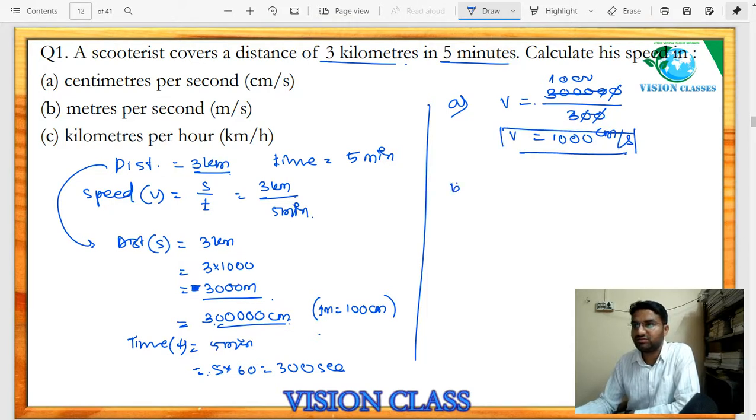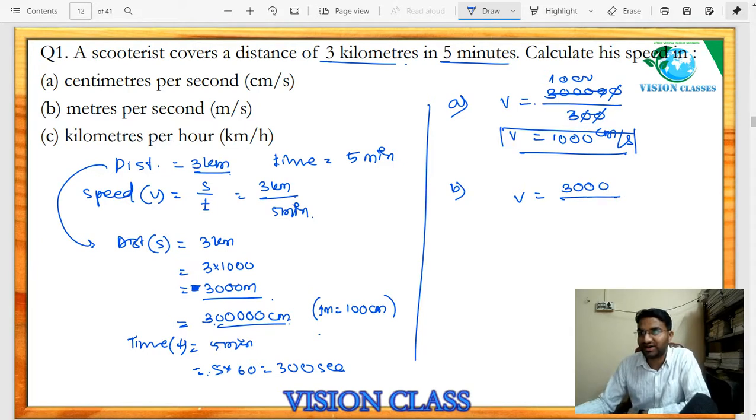Then the second part, meter per second. Here the distance is in meter. v is again equal to 3000 over the time, 300. Again 2 zeros cancel out, 3 ones are 3, so it's 10. The velocity is 10 meter per second.